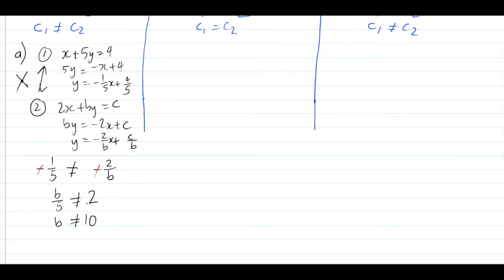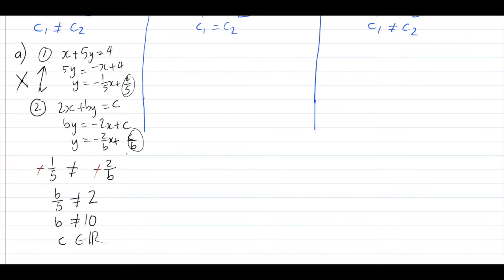So that's what we did. When b is not equal to 10, then they intersect. You don't have to care about c, so c can pretty much be anything, because c in this case is you comparing 4 over 5 to c over b. We don't really care what the y-intercept is, so you don't have to worry too much about that.